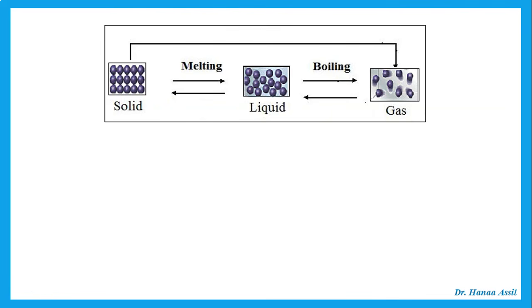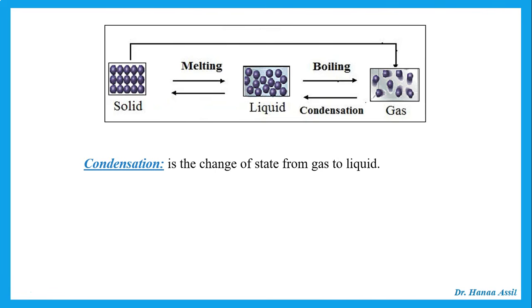Okay, so heating a solid to liquid, this is melting. When liquid changes into a gas, that's boiling. What if I cool the gas so that it becomes a liquid? That is called condensation. So if we say what is meant by condensation, it is the change of state from gas to liquid. Cooling the liquid to form a solid, that is called freezing. So freezing is the change from liquid to solid.